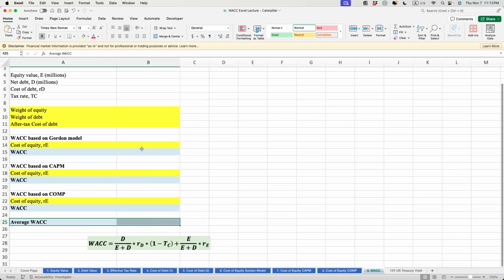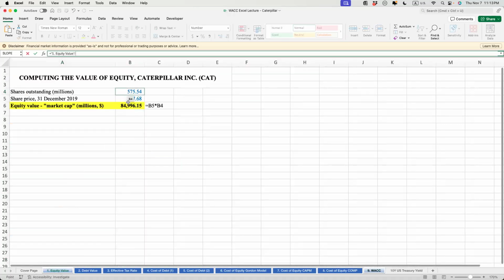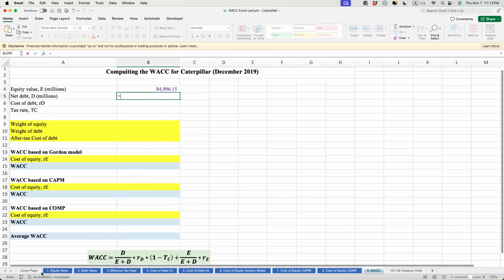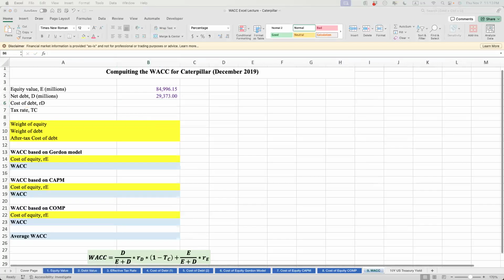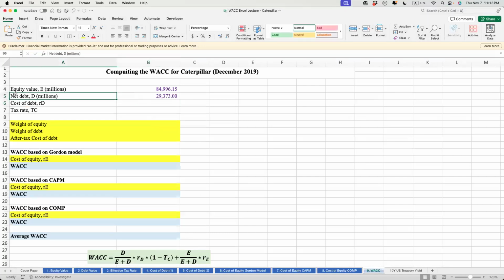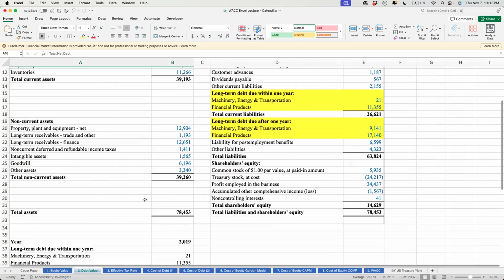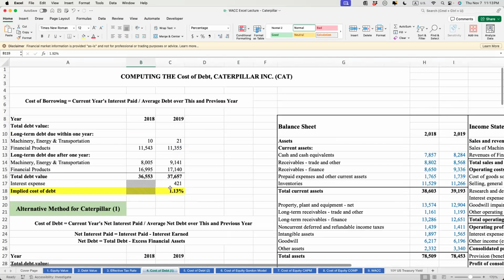Okay. So for the last tab here, we start linking values. Equity value is linked from your equity value tab here. And for the net debt, we're going to link the net debt here. You don't always have to use net debt. If you believe the company funded its operations using debt, you should use total debt. You should use your total debt value. And that means for the cost of debt, you should use interest expense divided by debt value.